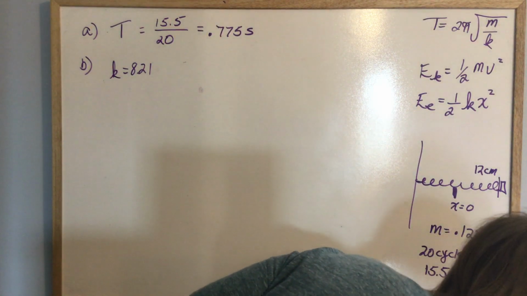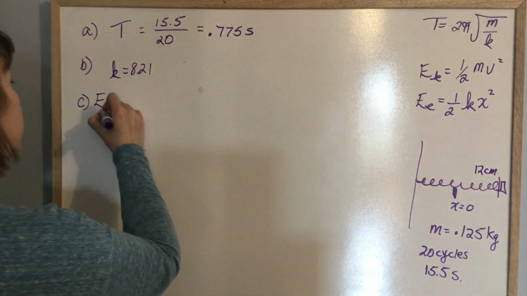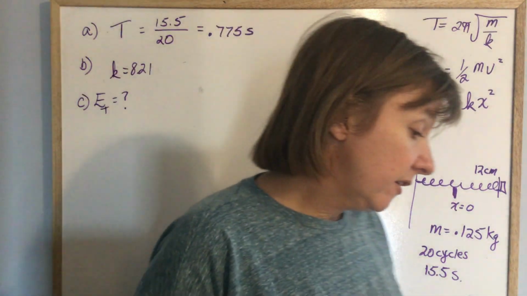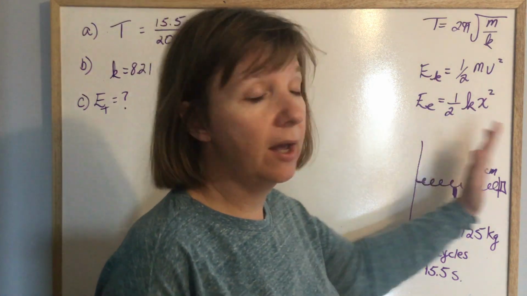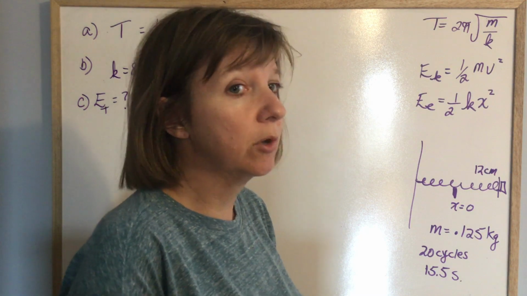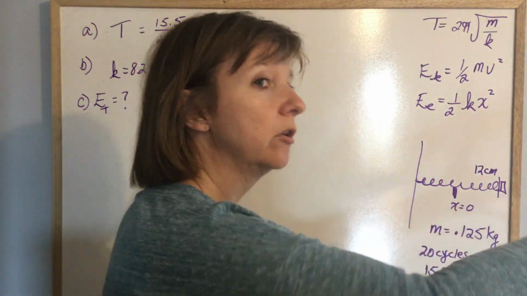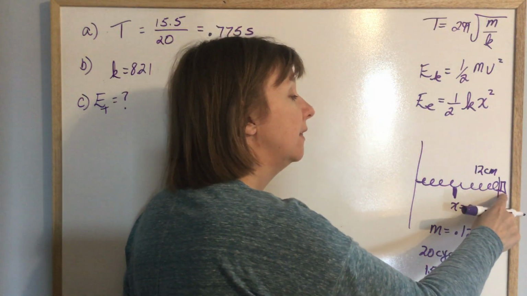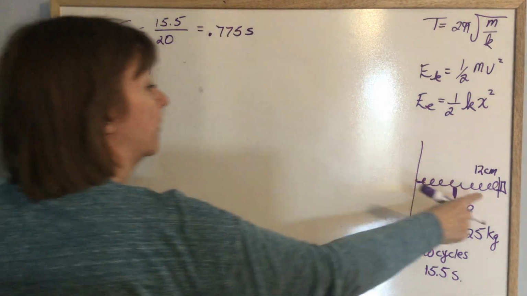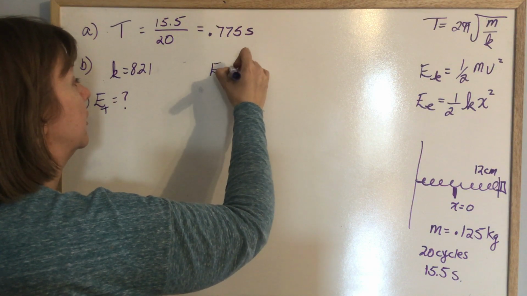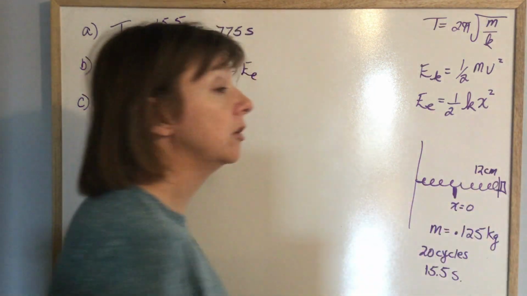Part C says the total energy of the system. There's a couple of different ways that you could figure this out, but the energy is going to be the same at any point in the oscillation. The energy is never going to change. When it is stretched out to its maximum, just before you let it go to do the bouncy thing back and forth, this is all elastic potential energy, all of it. So at this point, my total energy would equal whatever my elastic potential energy is, because all of my energy is elastic at that point.